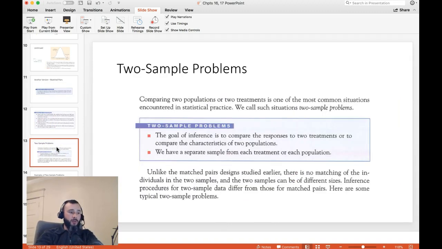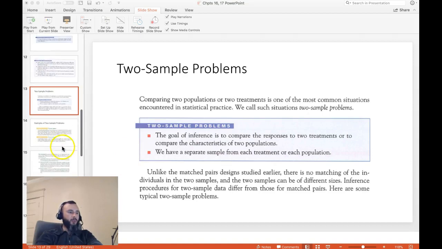Now we're going to shift gears into two sample problems, and in two sample problems we're going to be comparing two populations or two treatments, and this is one of the most common situations encountered in statistics. So we want to make sure that we set our goal correctly. The goal of inference is to compare the responses to two treatments or to compare the characteristics of two populations. And we have a separate sample from each treatment or each population. But unlike the matched pairs design that we looked at just a second ago, there's no matching of the individuals in the two samples, and the two samples can be of different sizes. Inference procedures for two sample data differ from those of matched pairs. Here are some examples of typical two sample problems.